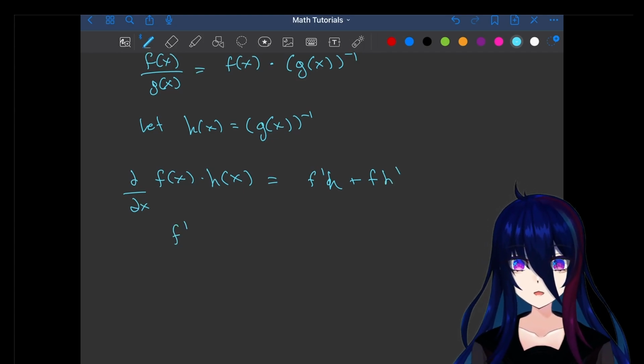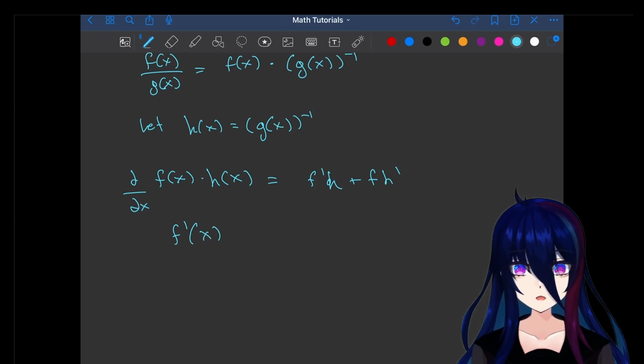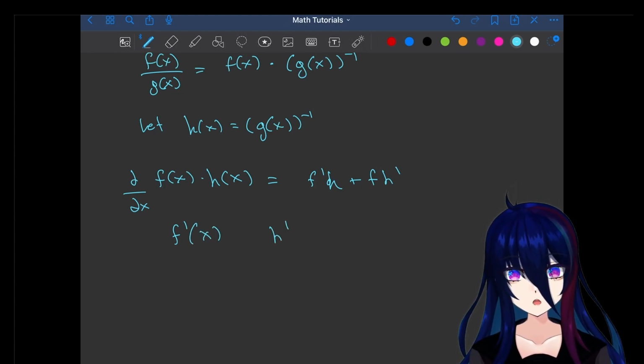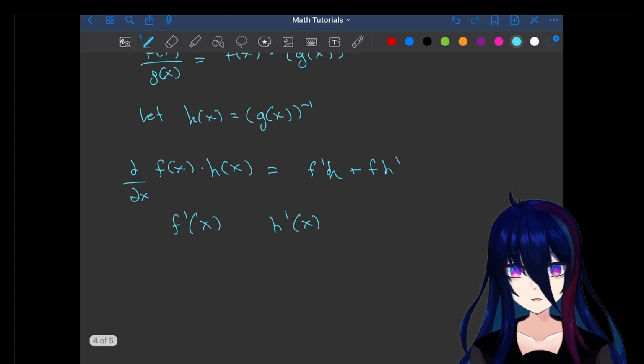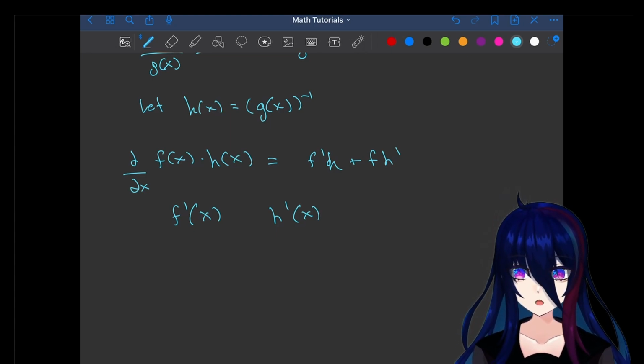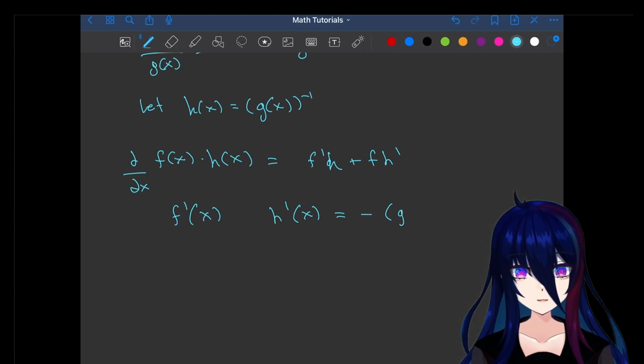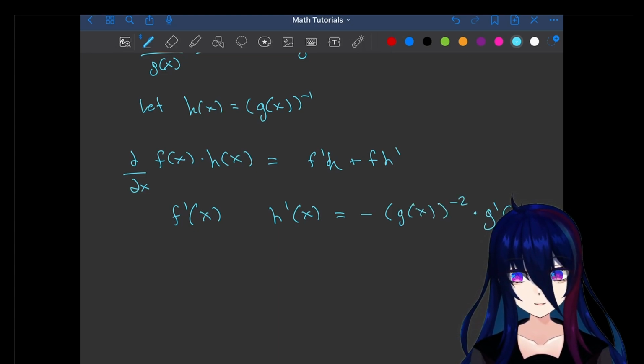So the derivative of f is just f prime of x, easy enough. The derivative of h, well, original h was g of x to the negative first, so h prime is going to be carried down the negative 1 because we have a chain rule, and so it'll be negative g of x to the negative second times g prime of x.